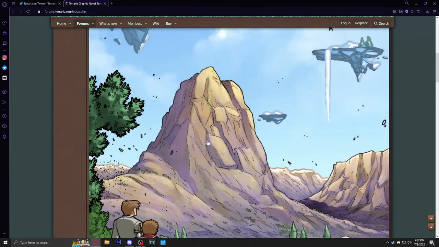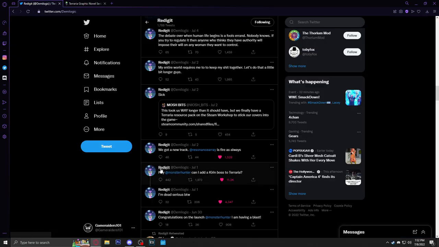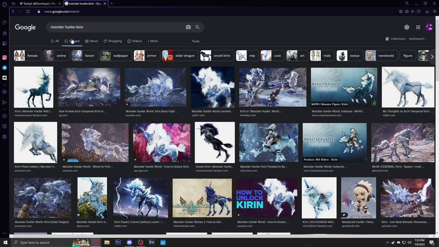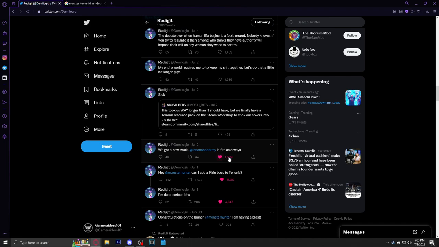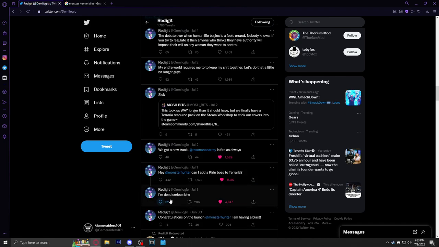In other news though, if y'all don't know about these tweets right here that Red sent out, he was asking Capcom and Monster Hunter if he could add a Kirin boss to Terraria. And if y'all don't know, Monster Hunter is a very fun set of games, a good series. And this is what the Kirin looks like. Cool. Monster Hunter has a lot of cool monsters. But Red was asking if he could add one in, and he's dead serious.